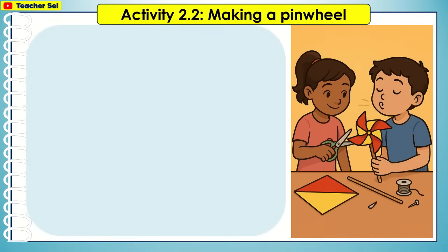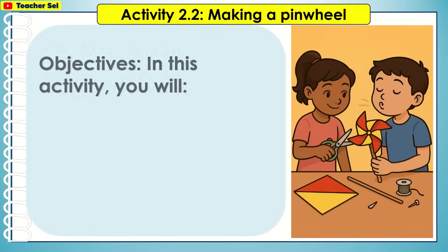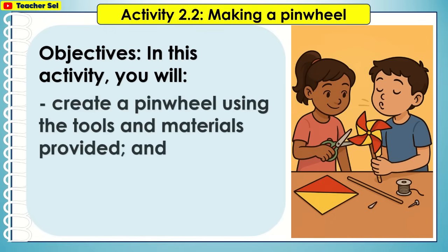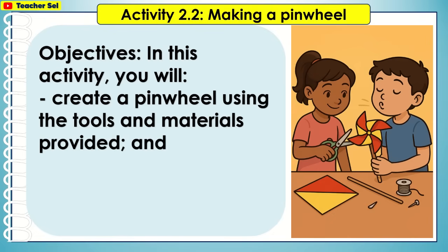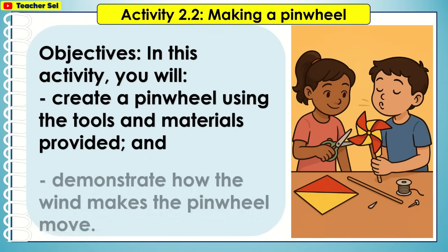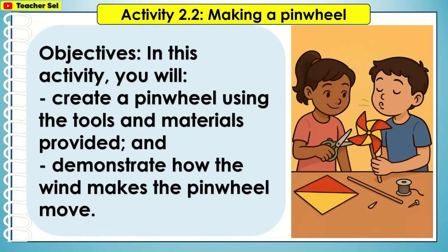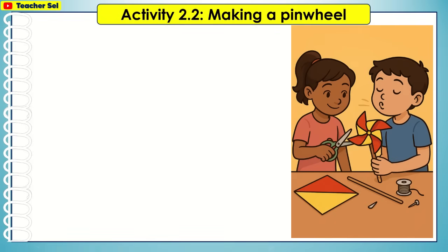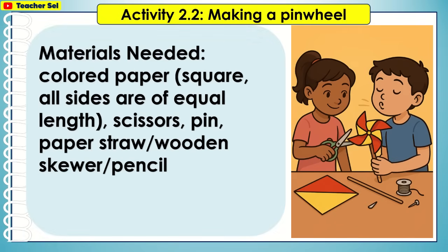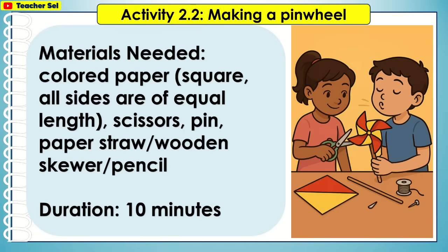Activity 2.2, Making a Pinwheel. Objectives in this activity: you will create a pinwheel using the tools and materials provided, and demonstrate how the wind makes the pinwheel move. Materials needed: colored paper, square, all sides are of equal length, scissors, pin, paper straw or wooden skewer, and pencil. Duration: 10 minutes.